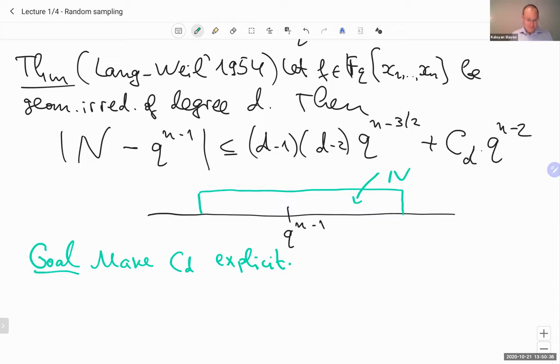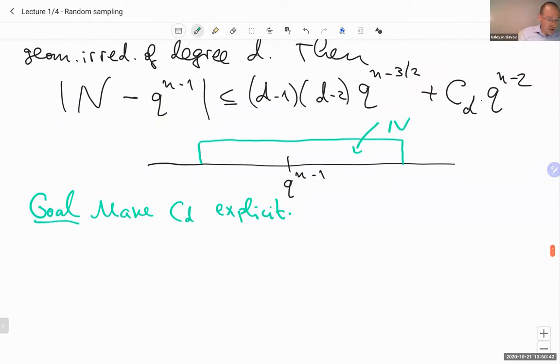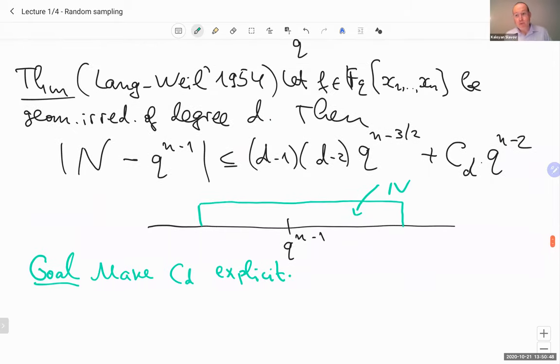Okay, so there is a lot of literature on this. I will summarize only what is relevant. By the way, this bound of Lang-Weil can be improved if you know, for example, that F defines a non-singular hypersurface. Then this exponent n minus 3 halves I can replace by n divided by 2. This is a result of Deligne. The error is big O of q to the n over 2. But we're not going into this. Just to tell you that if you have any chance to make this bound tight, you have to look at very singular hypersurfaces.